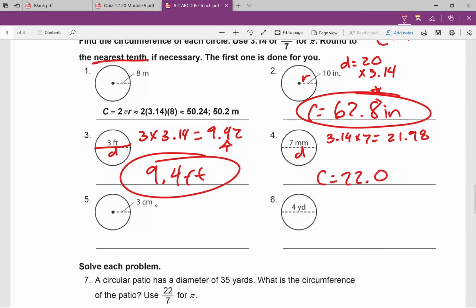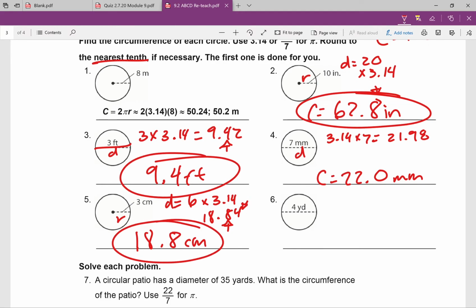Next one, these are millimeters. I have the radius, so my diameter is double that, 6 times pi. 6 times 3.14 gives me 18.84, but I have to round to the nearest tenth, so it's 18.8 centimeters. Round down because of that 4. Next one, this is the diameter, so all I have to do is 3.14 times 4, which gives me 12.56, but I have to round to the tenths place, so it's 12.6. And this is the circumference in yards.